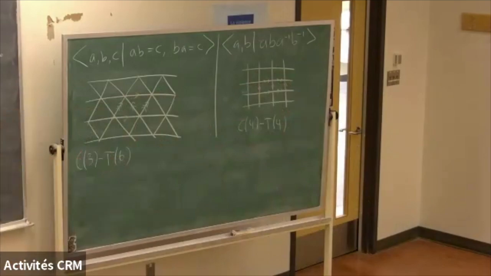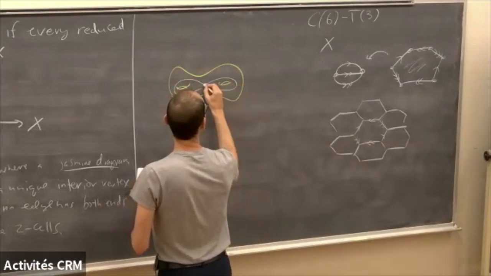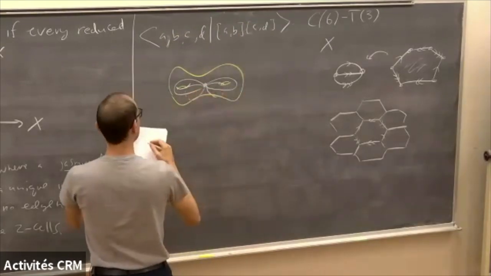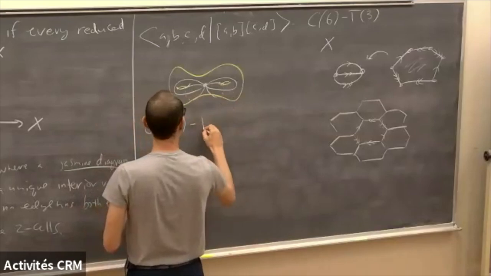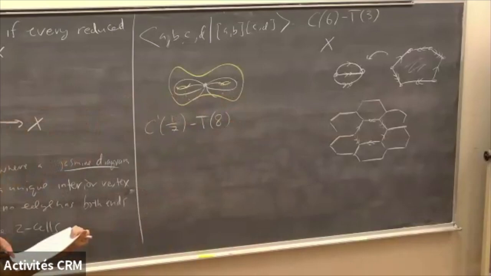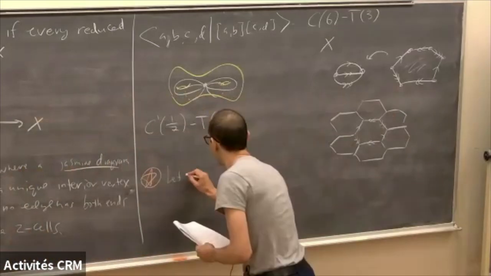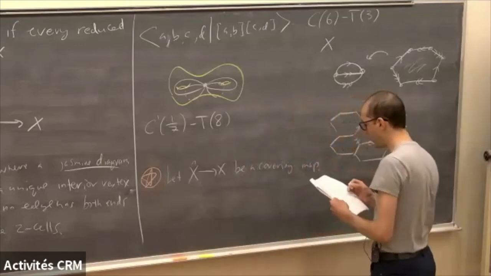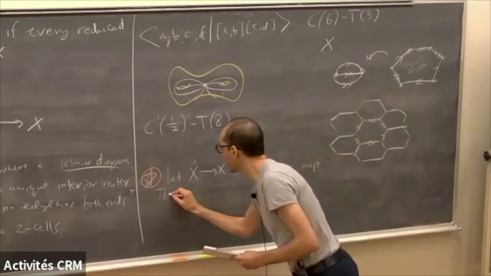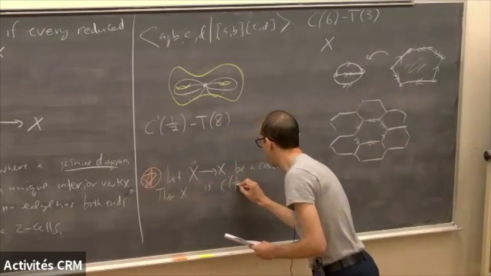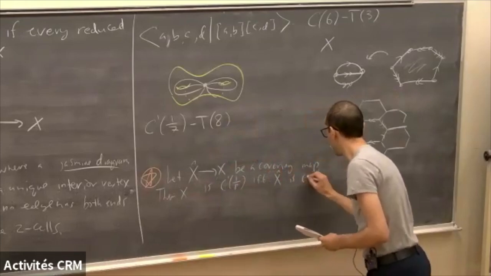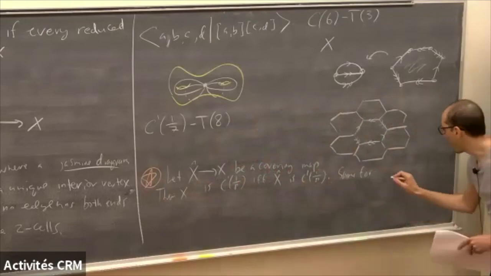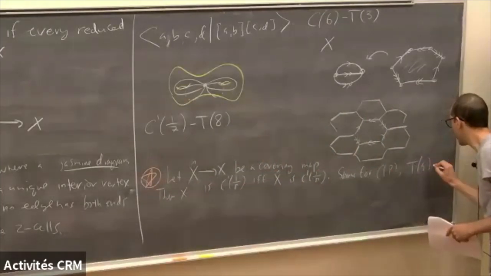Oh, and another example. We have this guy, which you can describe in the usual way as this presentation. And this is C prime of 1/7 T8. Okay. Here's an exercise. Let x hat to x be a covering map of two complexes. Then x is C prime of 1/P if and only if x hat is C prime of 1/P. Same holds for the CP condition and the TQ condition.